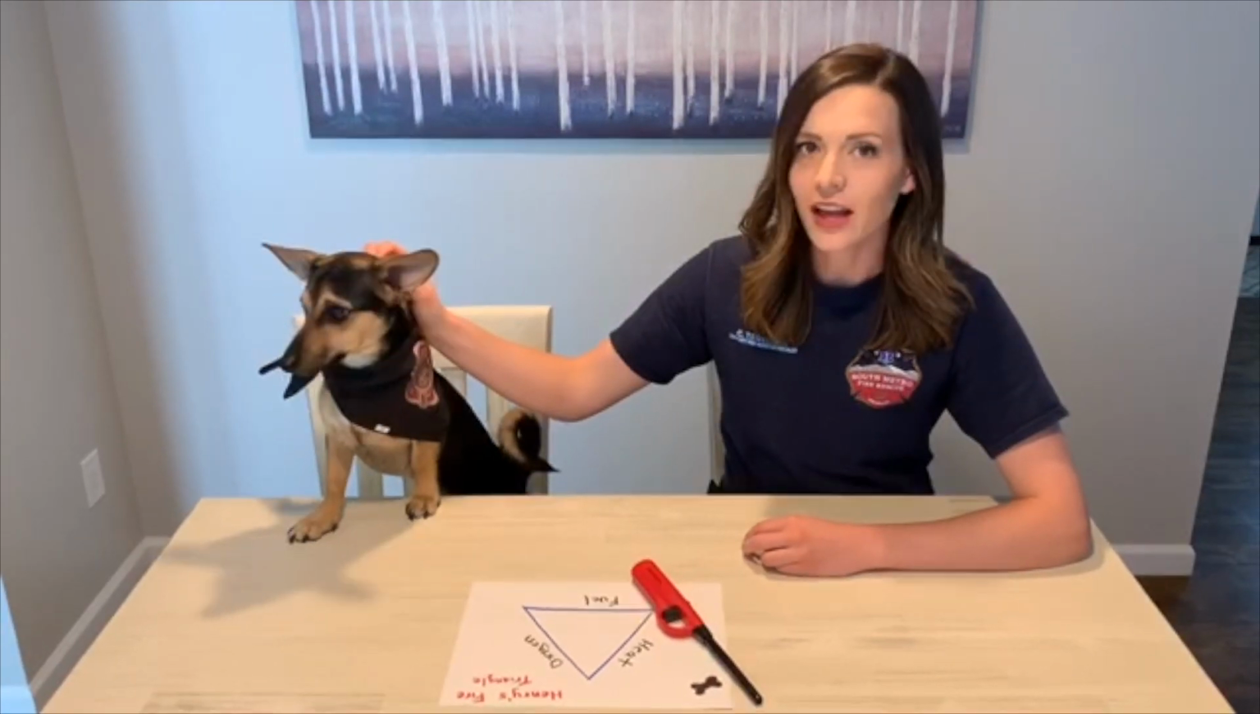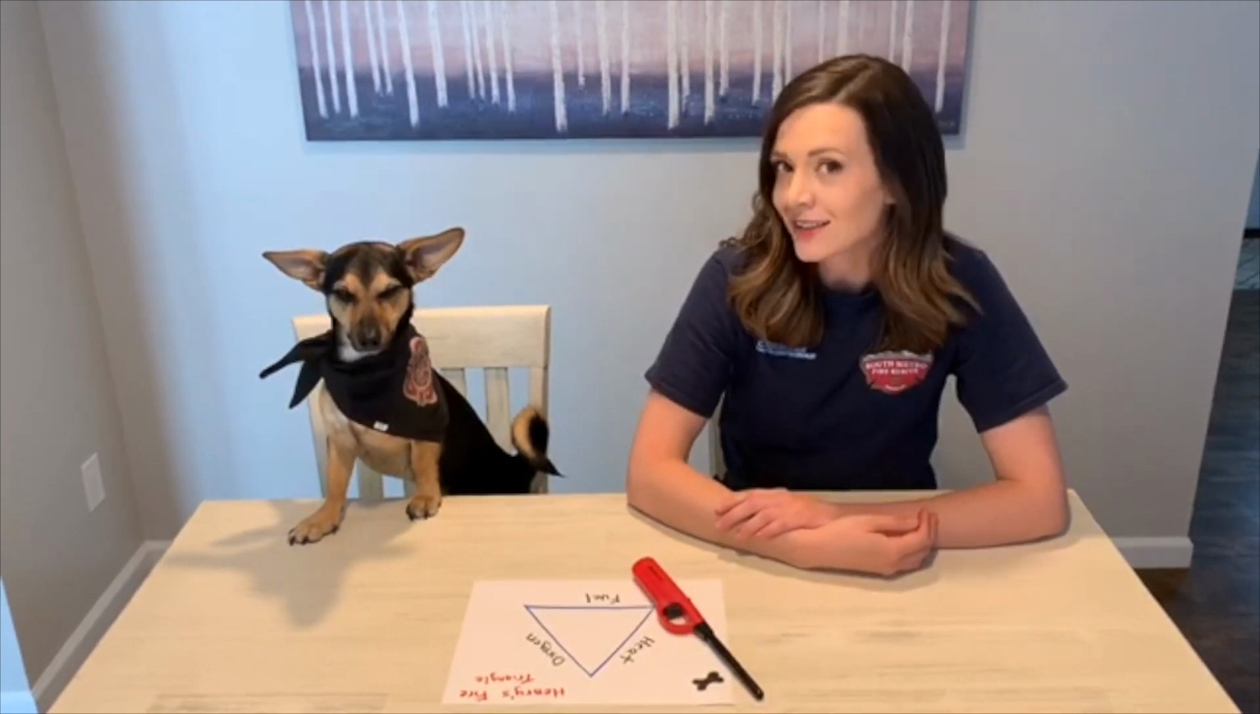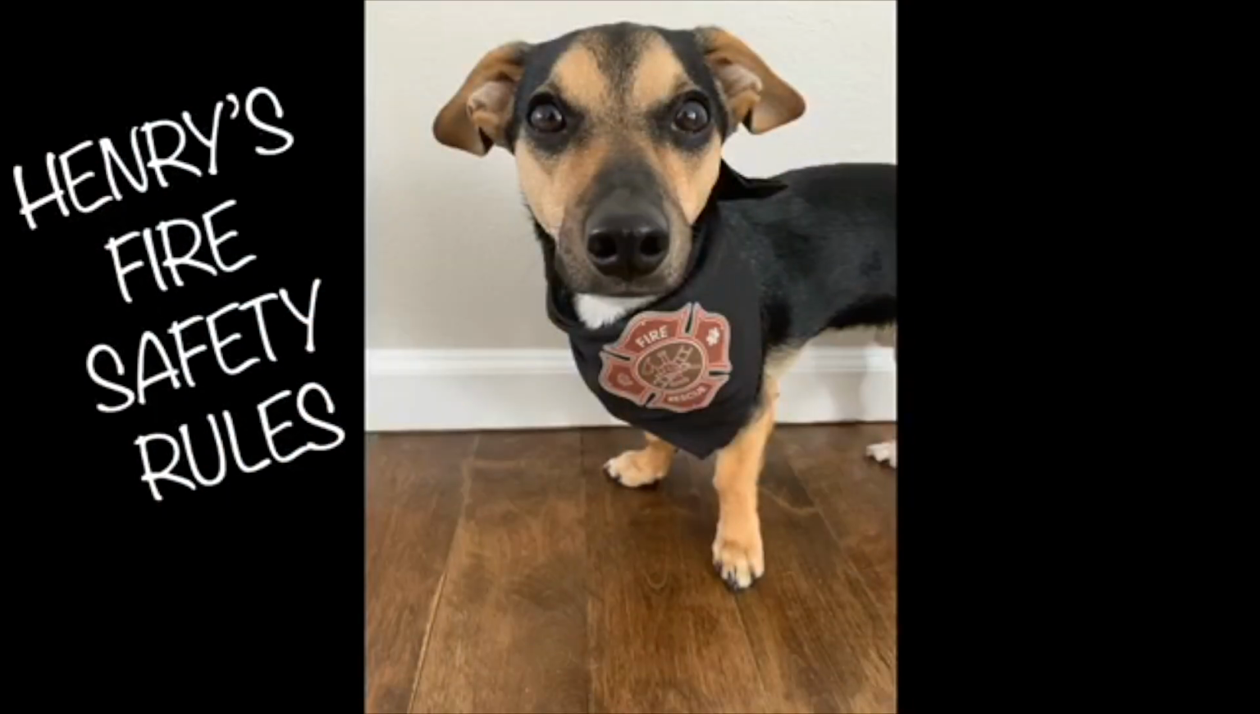Now that we know the 3 elements needed for a fire to burn, we can take a look around to see how we can prevent these elements from coming together to start accidental fires. Henry knows that his family fire safety rules keep him safe. Does your family have rules for fire? Henry is going to tell us some of his rules. Write down your own list of rules to share with your family as we go.